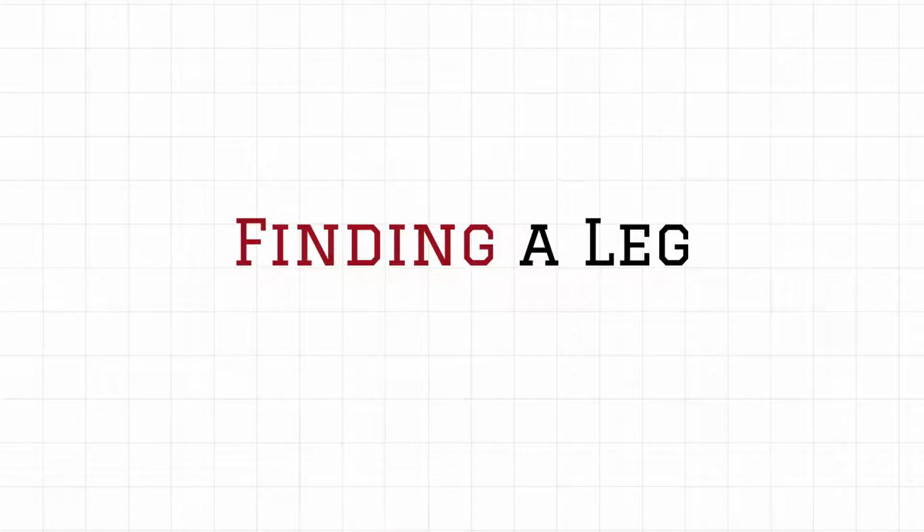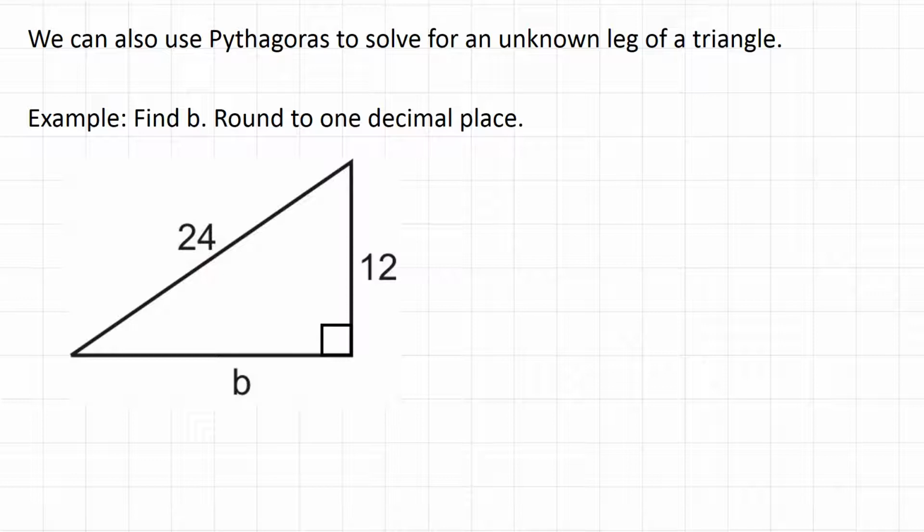We can also use Pythagoras to find the length of a leg of a triangle instead of the length of a hypotenuse. And we're going to start with an example. So find length B. If we go to our triangle, we'll see that the long side 24 is side C. And if we're told that one of the smaller sides is B, that means the other smaller side must be A. And so we have to find the length of B.